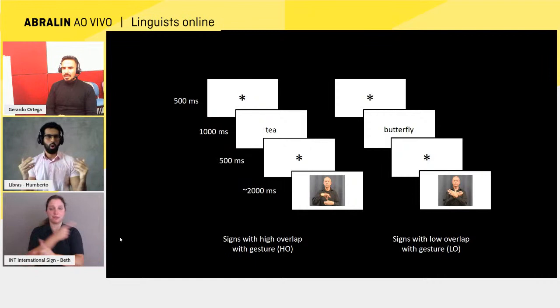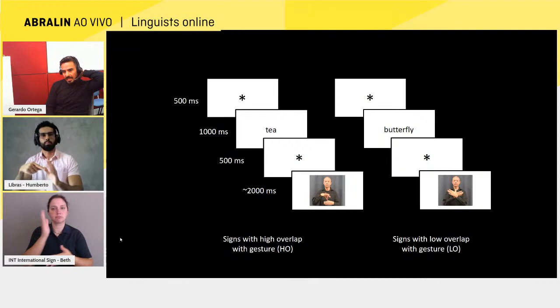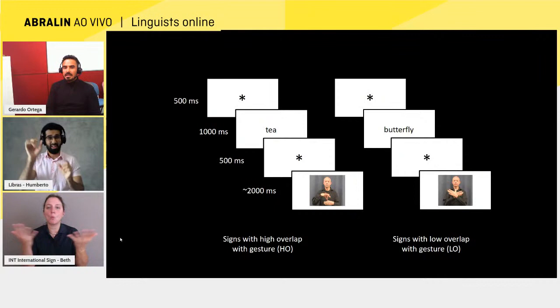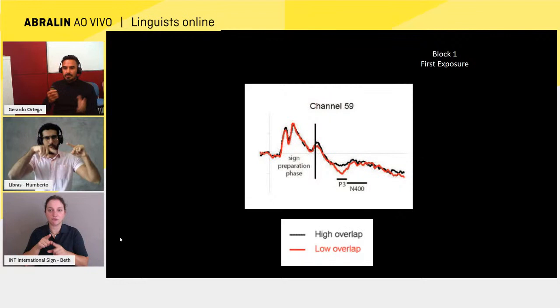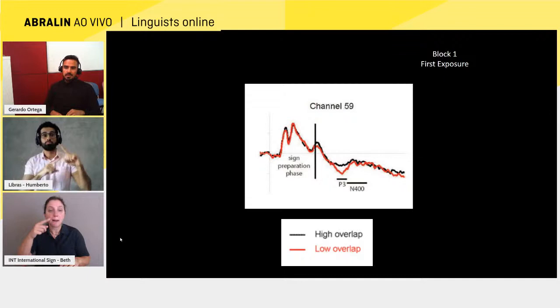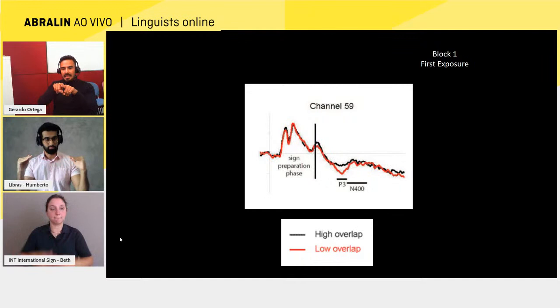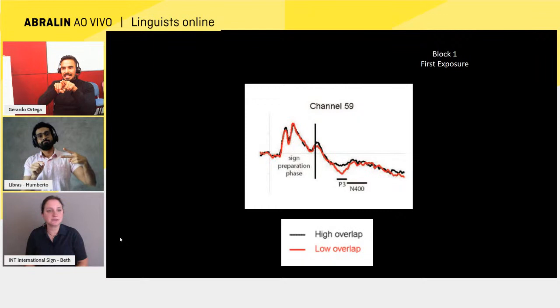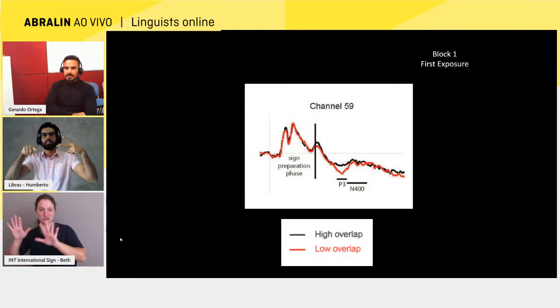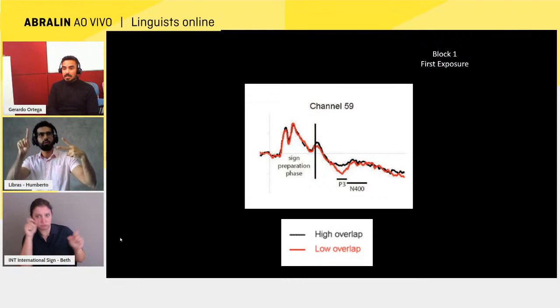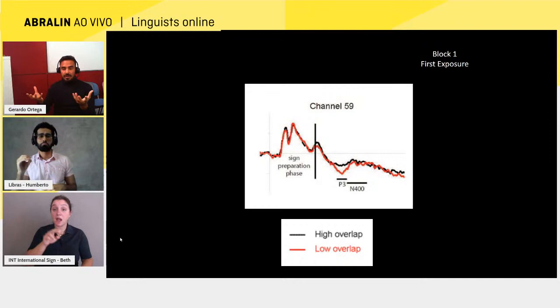Okay, so now in terms of the results, I am going to keep all the technicalities to the minimum. But what we can see here is electrical current, as it were, and the different components. In red, you can see the signs with low overlap, and in black, the signs with high overlap. And what we see is that there is a difference in the P300. There was an enhanced P300 for signs with low overlap, suggesting that they were not expected, and that they definitely elicited the P300 because the stimulus was completely unexpected. But we did not see any differences in the N400. So signs with high and low overlap with gestures were easy to process for them.